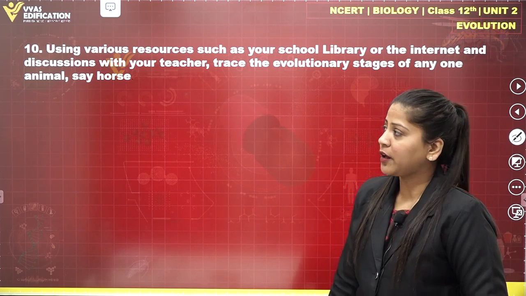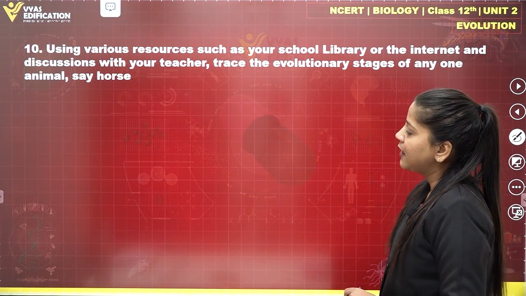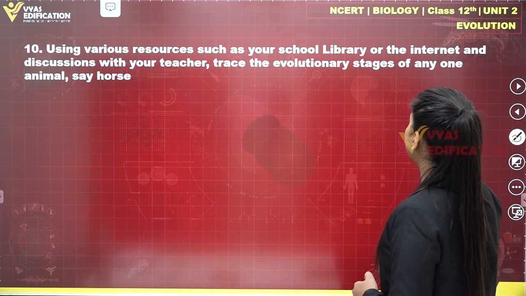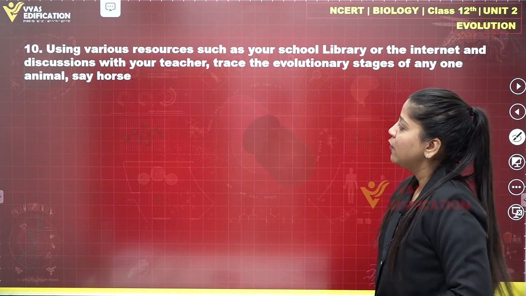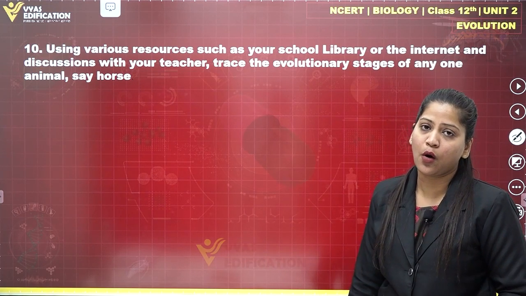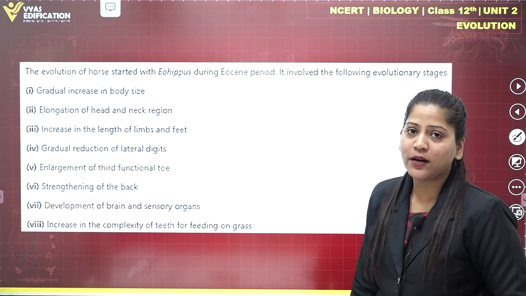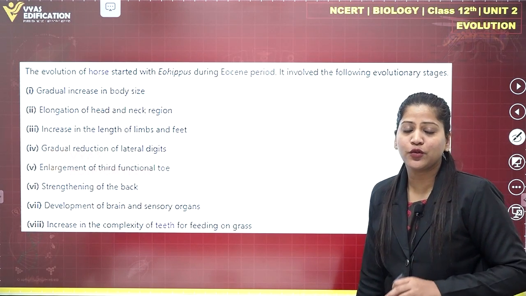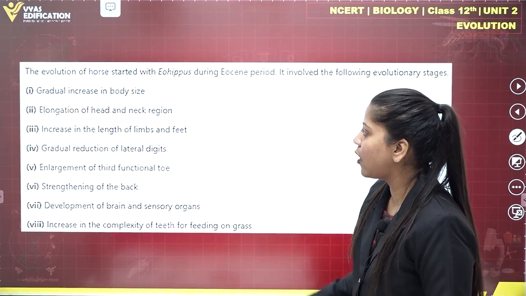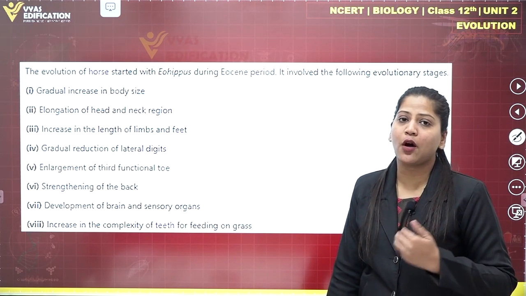So now we'll be talking about the last question of this session, the last question of this chapter: using various resources such as your school library or the internet and discussion with your teacher, trace the evolutionary stages of any one animal, say horse. So we have to trace the evolution of horse, and I have brought the written answer for those students who find difficulty in writing answers in English, and this is your source from the internet which is showing you the evolutionary process of horse.